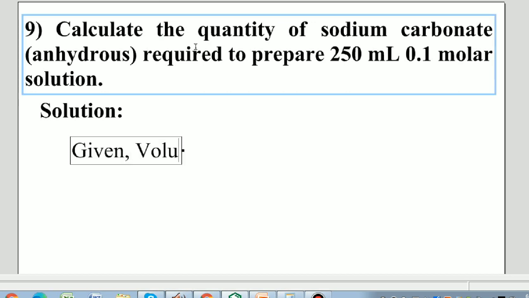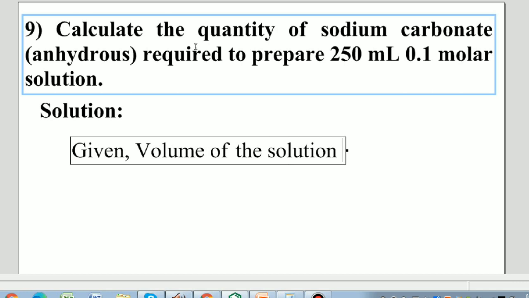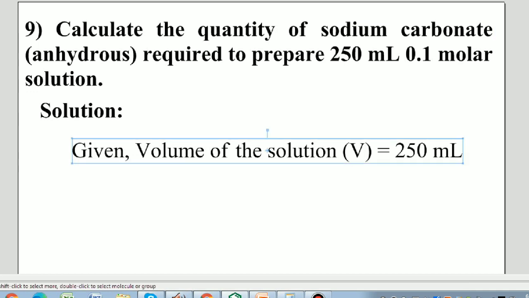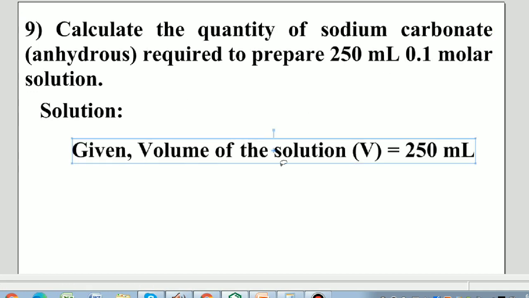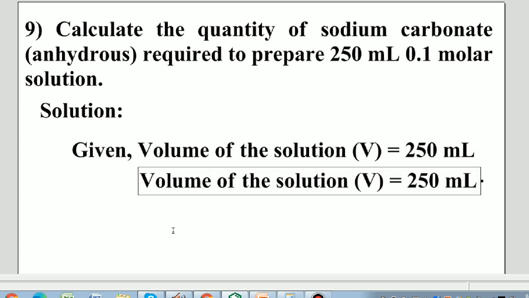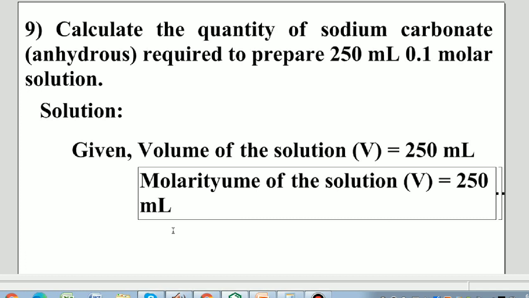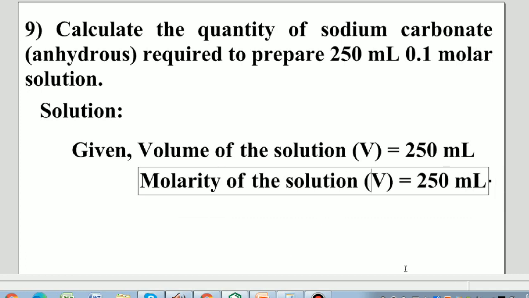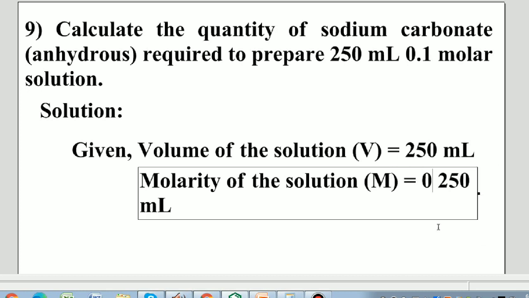Given volume of the solution V is equal to 250 ml. Similarly, the molarity of the solution is also given as 0.1 molar. Molarity is denoted with capital M. Molarity of the solution is given as 0.1.